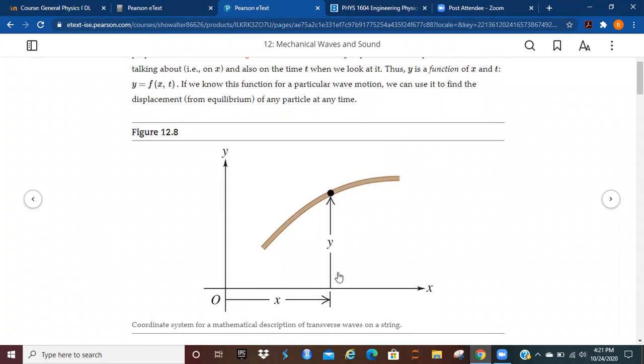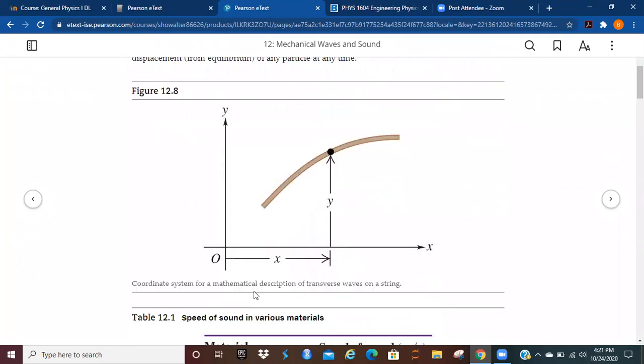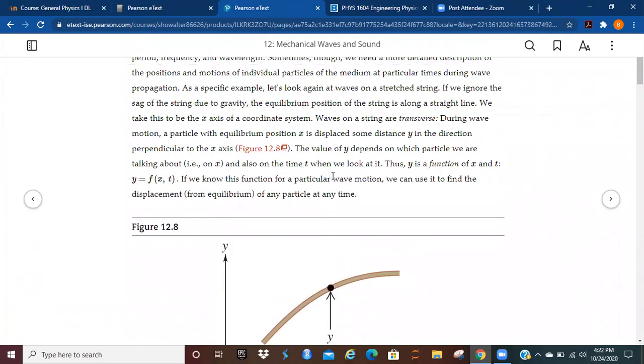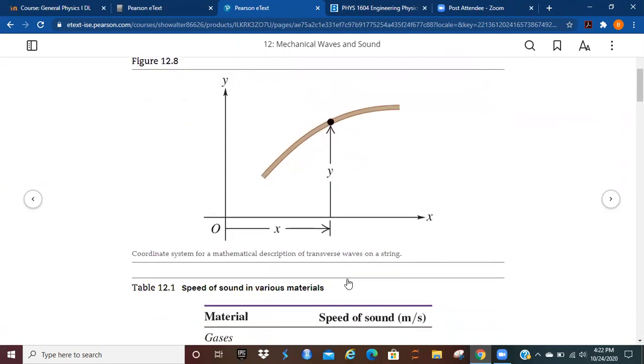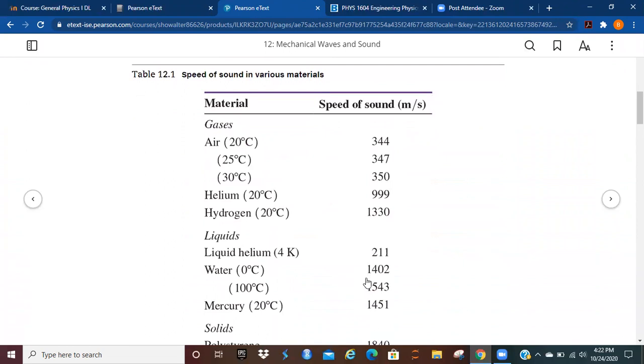In other words, where are we over here? y is going to depend on where we are away from the origin, and also on the time t. So y is going to be a function of both where we are this way and at what time we're looking at this. If we know this function for a particular wave motion, we can use it to find the displacement of any particle at any time.